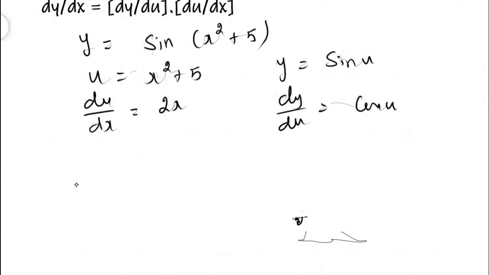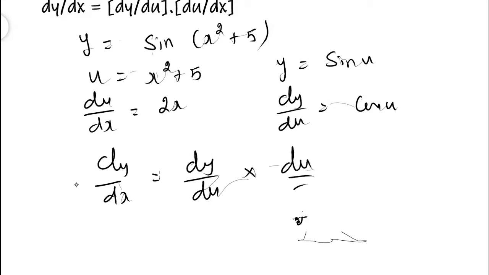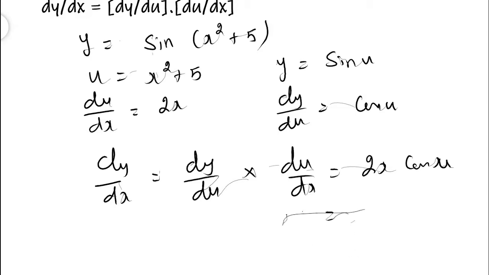Therefore, dy by dx is equal to dy by du into du by dx, which is nothing but 2x into cos u. Now substituting back for u, you get dy by dx is equal to 2x into cos of x squared plus 5.